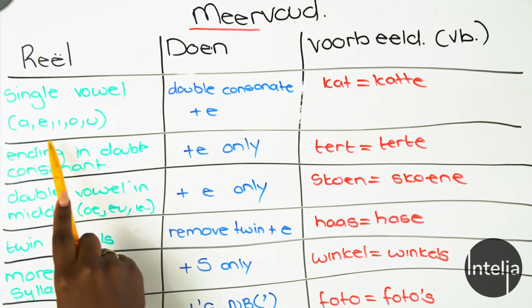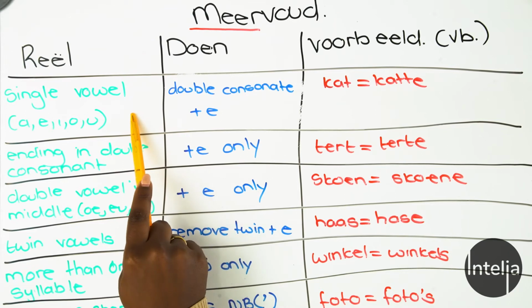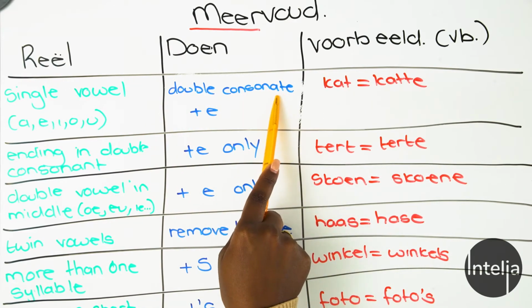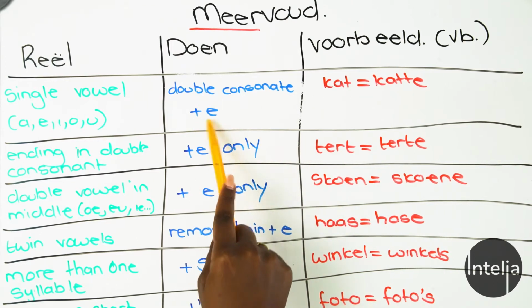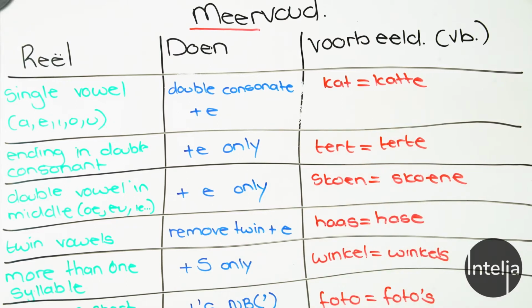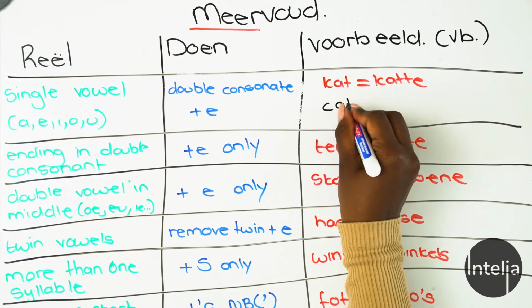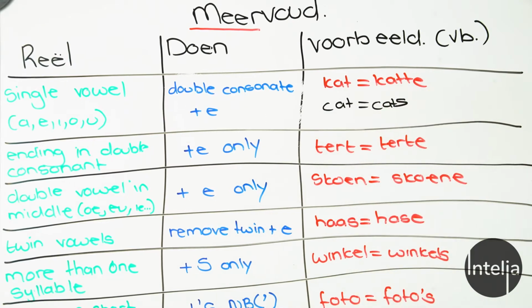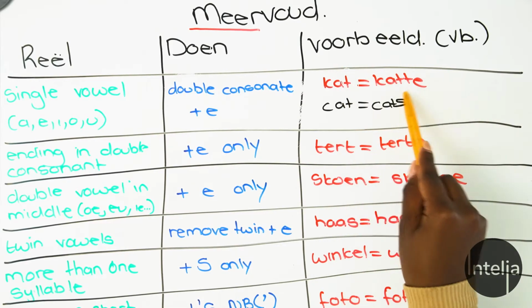Single vowel, a vowel: A, E, I, O, U. If you have a word with a single vowel, you double the consonant, which is usually at the end of the word, and you add an E. For example, kat becomes katte, cat became cats. I'll write the English just so you can have an idea of what it looks like and what the word actually means. So rule number 1: when you have a single vowel, you double the consonant and you add an E. Words in Afrikaans with single vowels are usually very short, like mat, bat, son. So it's very easy to just double the consonant, which is always the last letter, and add an E.